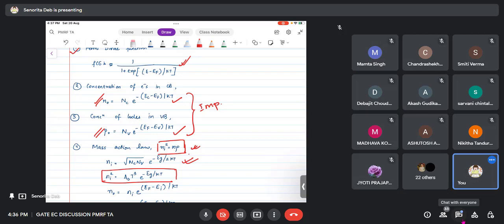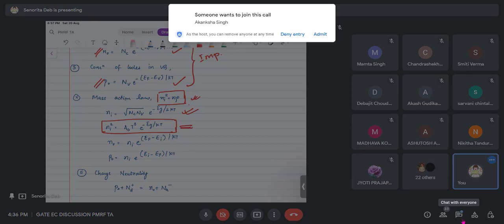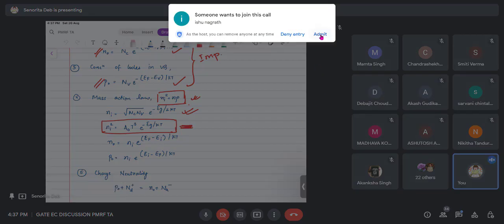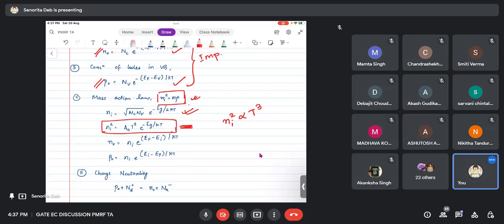So for example, if you see this thing, Ni square is equal to A naught T cube, right? Normally the question does not come directly from here. The question will be framed in such a way that you will be using this relation: Ni square is directly proportional to T cube. This is the relation which is mostly exploited.